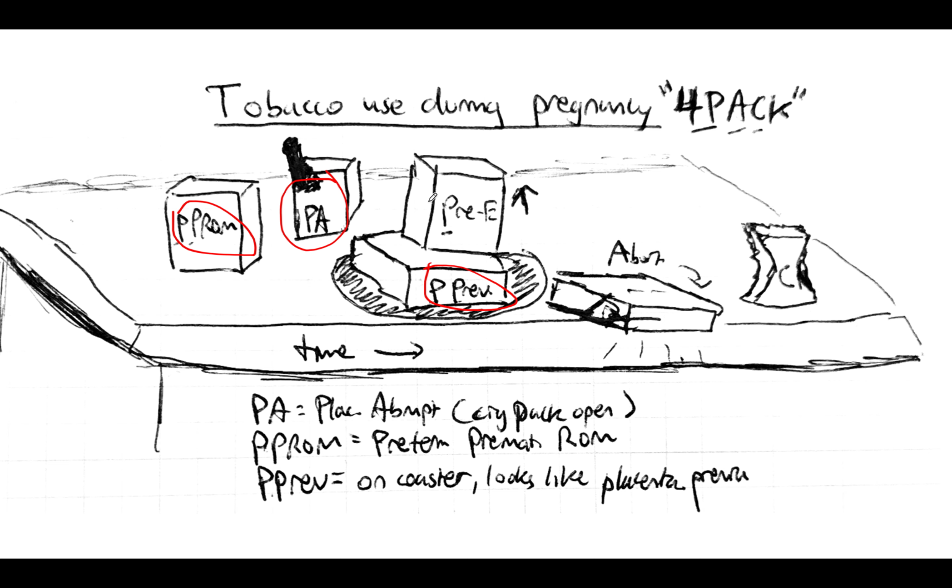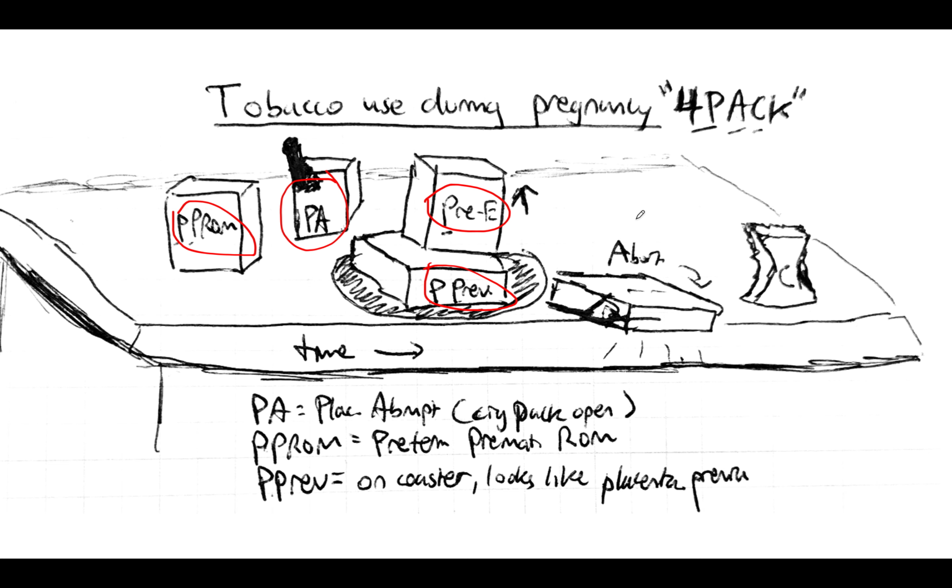And our fourth P is pre-eclampsia. You can see that this cigarette box here is positioned above the other cigarette boxes, indicating an elevation of blood pressure, which is characteristic of pre-eclampsia. So these were the 4 P's.